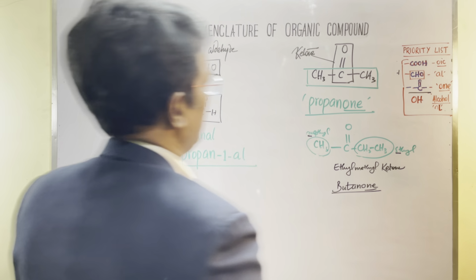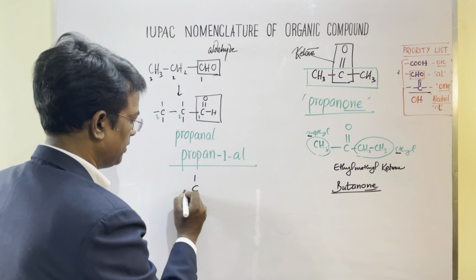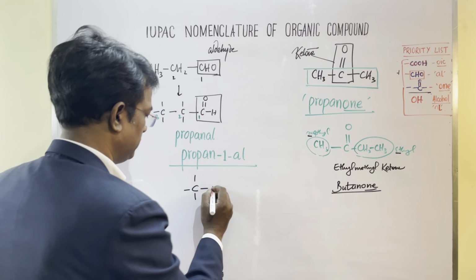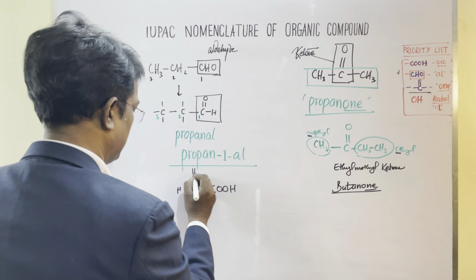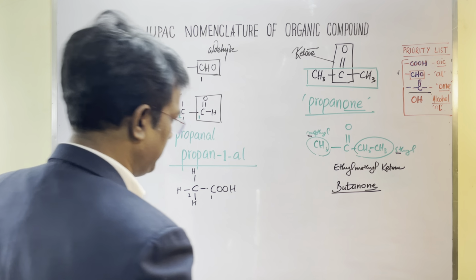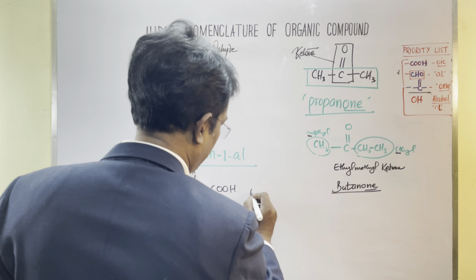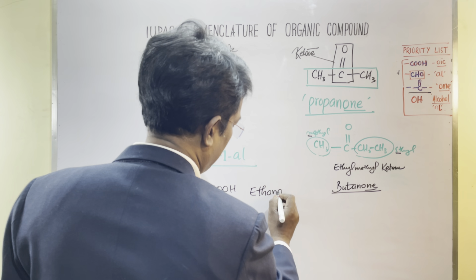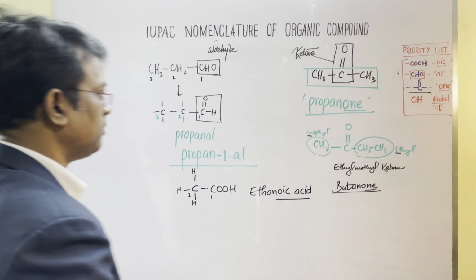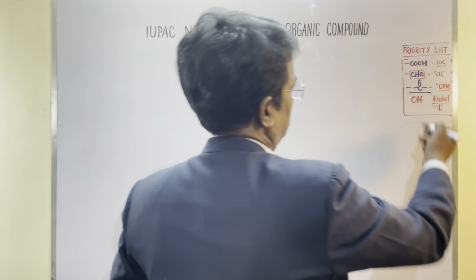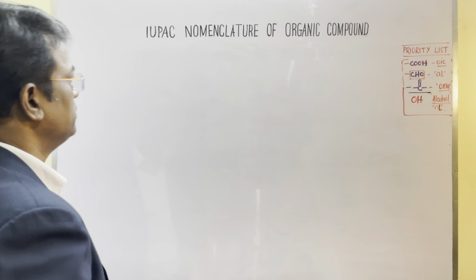Getting quite comfortable. Now here, COOH, if you know, say suppose COOH, H and H and H, 1 and 2, there are 2 carbons, so it will be ethanoic acid. Now this priority list is very important here. Let's elaborate through one example here on the board.